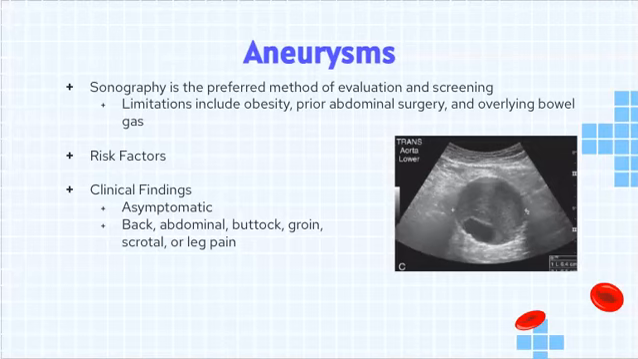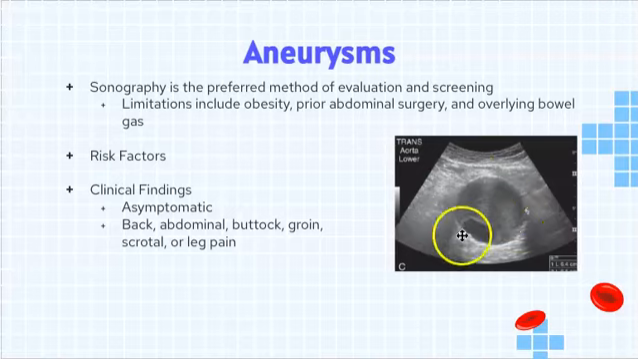There are limitations including obesity, prior abdominal surgery, and overlying bowel gas. Risk factors, think back to those risk factors. Those are going to be on the registry, so the quicker you learn them, the better. Again, those risk factors would be male gender, pre-existing vascular disease, tobacco use, such as smoking, things like that. The clinical findings of an aneurysm are usually none. They're pretty asymptomatic. If they do present, usually it presents as some sort of back, abdominal, or leg pain.